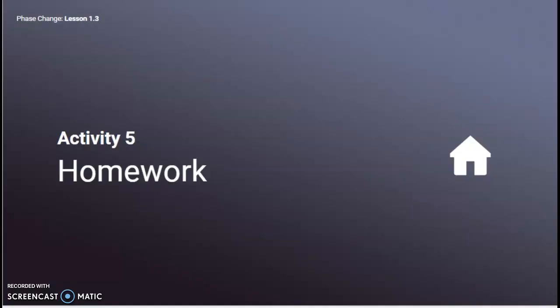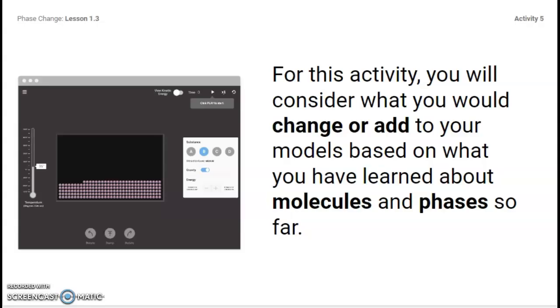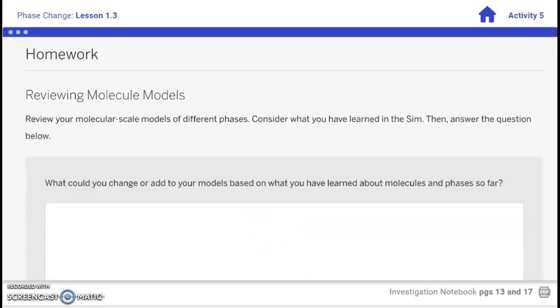Okay, now onto your should do for 1.3. If you get this far and you're working on this, I'll show you how to do it. So you're going to consider what you would change or add to your model based on what you've learned about molecules and phase changes so far. Remember that you will also need to take your modeling molecules and phases sheet home to do this. You should have this if you're in class already, the pictures that you drew earlier in the lesson.